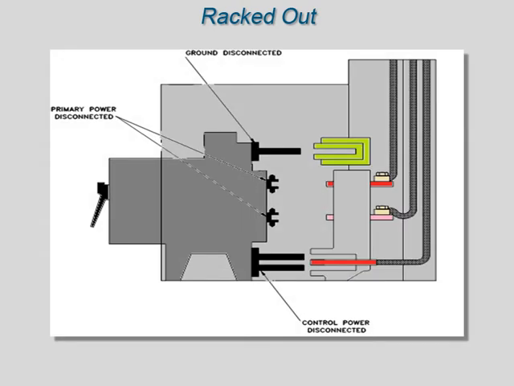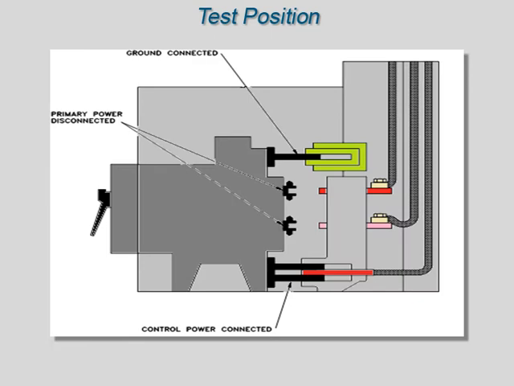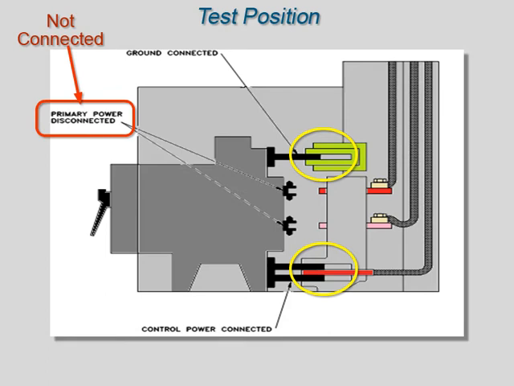This shows the breaker ready for maintenance and is not electrically connected to control power, primary power buses, or ground. In this position, the circuit breaker is lined up for operational testing. Only the control power and ground are hooked up. The breaker can be cycled as necessary for testing, but it is not attached to the primary power buses.